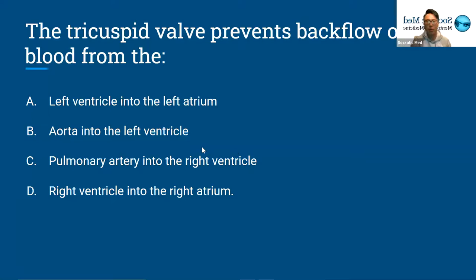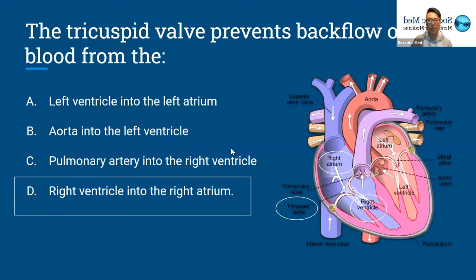So most people thought the answer was D, and that's right. So the tricuspid valve is between the right atrium and the right ventricle. So if the tricuspid valve wasn't working, it would allow the blood that was in the right ventricle to go back into the right atria, which is not good.